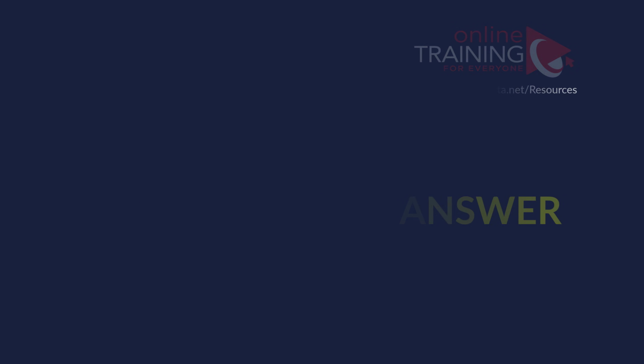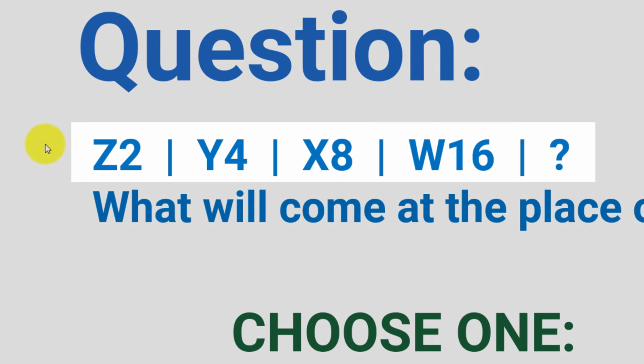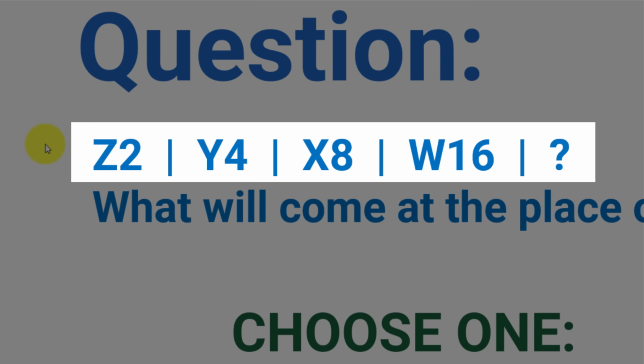To answer this question, you need to try to detect the pattern. And there are two patterns presented in this question. The first pattern is the pattern of the alphabet in reverse order. So you have letters Z, Y, X, and W, those are the last letters of the English alphabet.